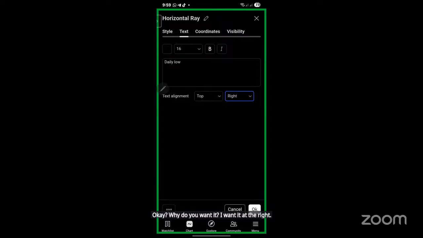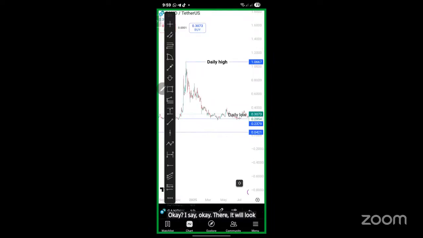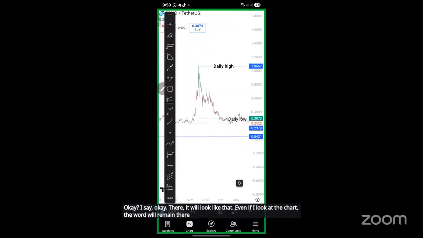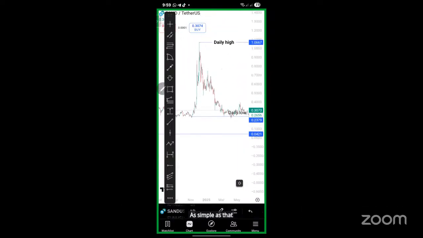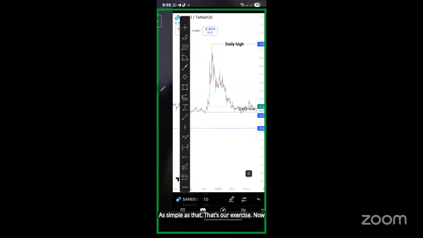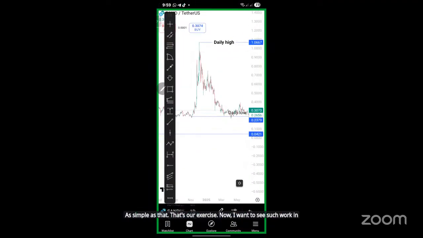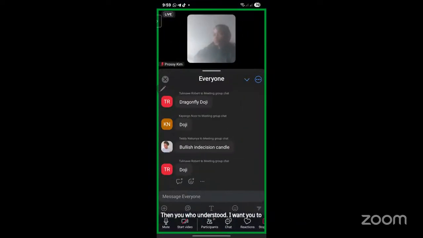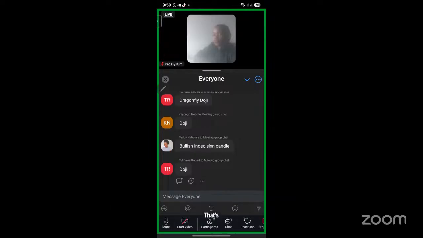Okay, there it will look like that. Daily low. Even if I move the chart, the word will remain there because it is on the line. As simple as that. That's our exercise. Now, I want to see such work in the group, rotating. Then you who understood, I want you to tell your friend, no, that's not how we draw the daily low. That's what I want to see in the group, okay?